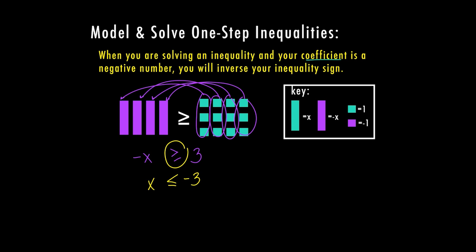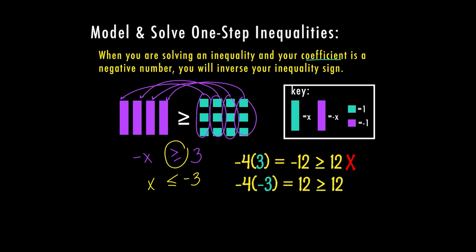So in this case, we do have an or equal to. So if I were to plug in a 3 first, okay, I know that negative 4 times 3 is negative 12. But I also know that negative 12 is not greater than or equal to positive 12, which I have on the right side. So that right there, when I check to see if the 3 works as a positive 3, it does not. So if I put in a negative 3 times negative 4 is a positive 12. Well, 12 is greater than or equal to 12.